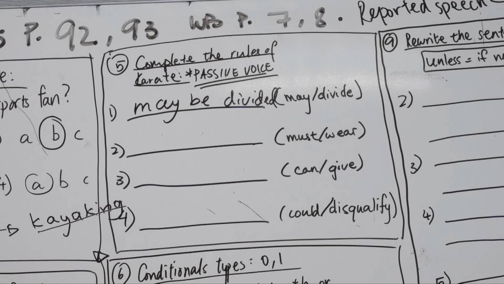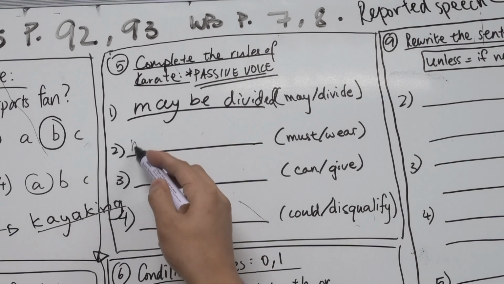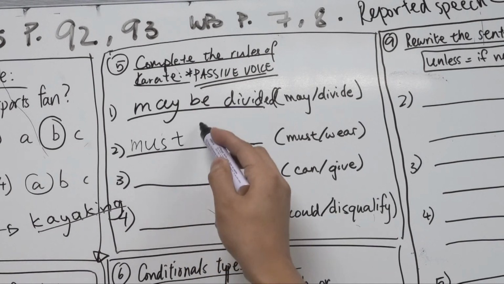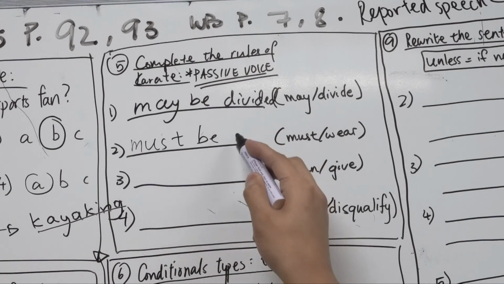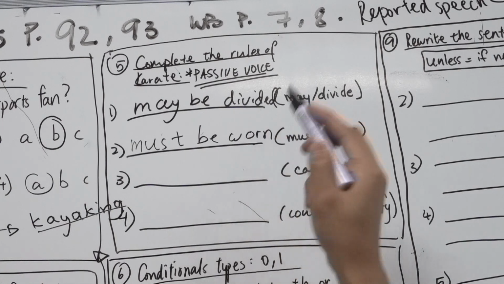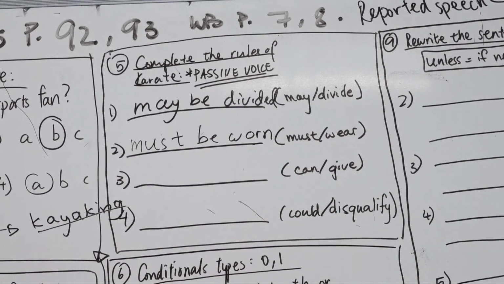Okay, question number 2. The traditional karate uniform must wear by all competitors during training or tournaments. Must be worn. Very good, must be worn. Remember the modal, right? Must. And then the infinitive, present infinitive, must be worn. Okay, good. Must be worn.